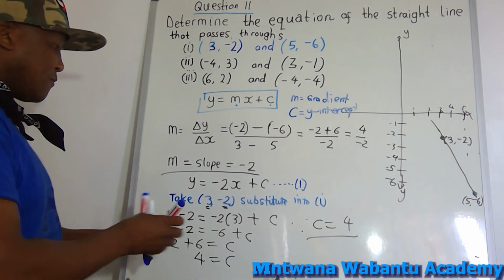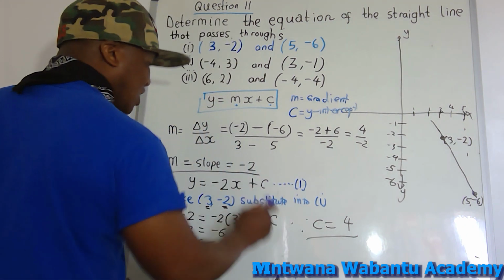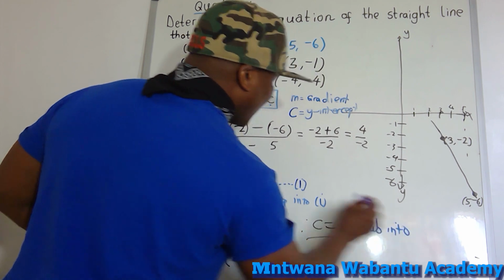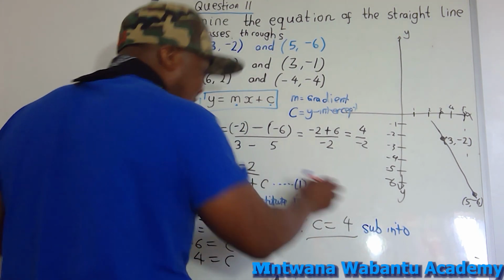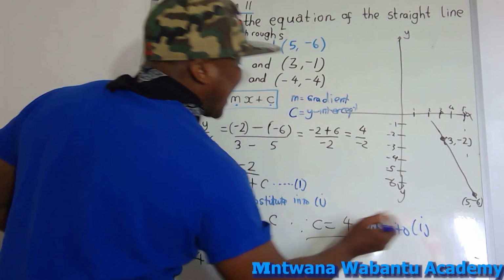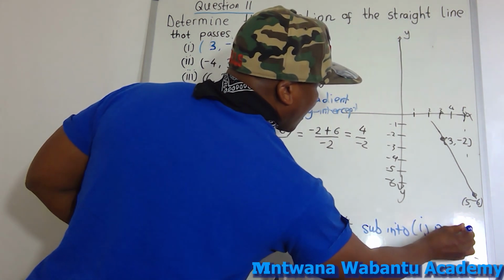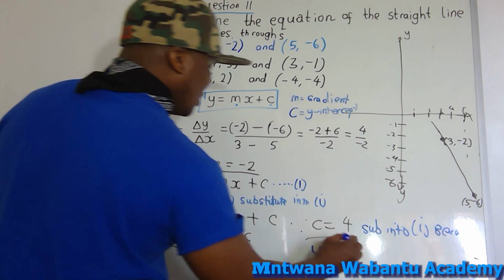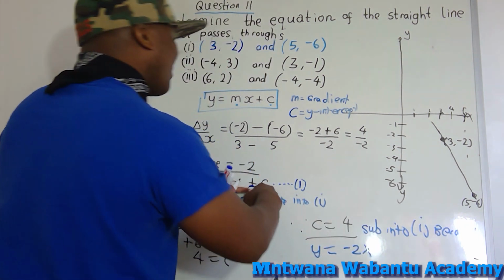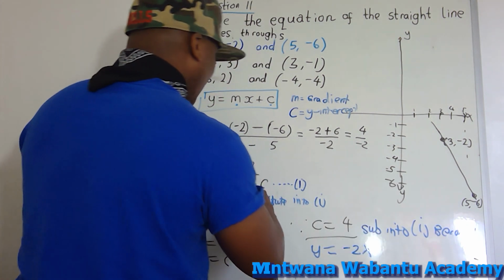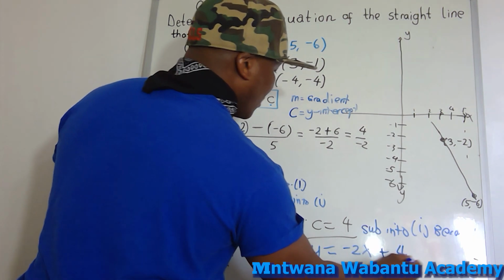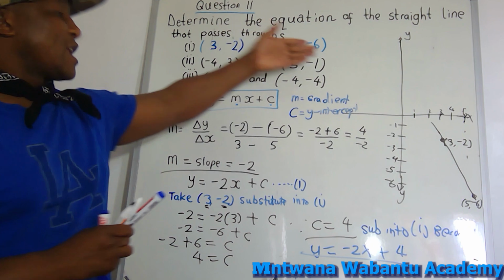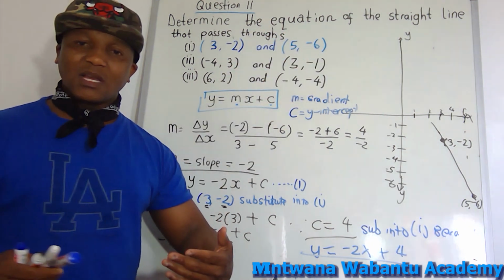So finally, this equation is going to become, you can say substitute into this one here. It's going to become y equal to -2x, we have a c. What is the value of c? Equal to 4. So we're going to say plus 4. So that's the equation of a line for the first coordinates. We're going to do the same procedure for the second one.